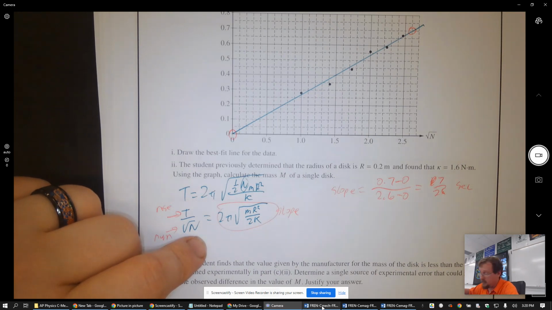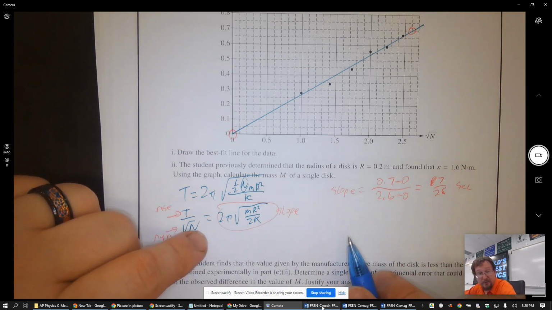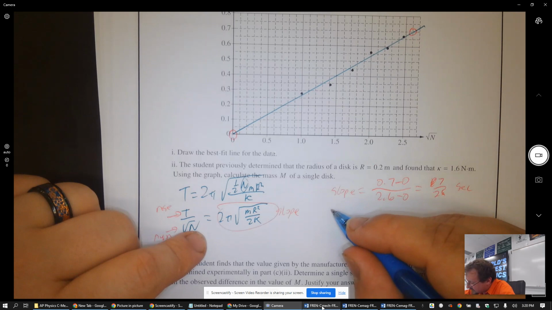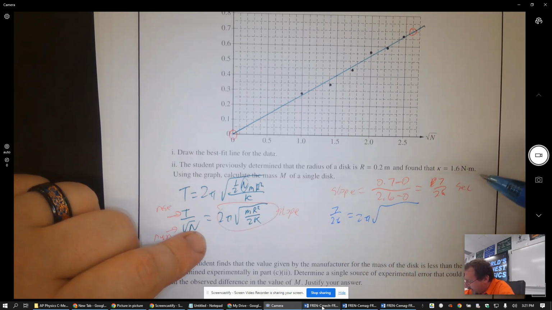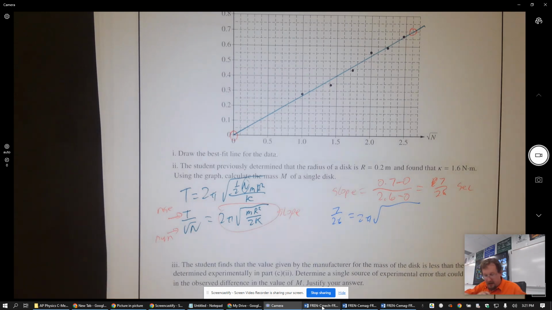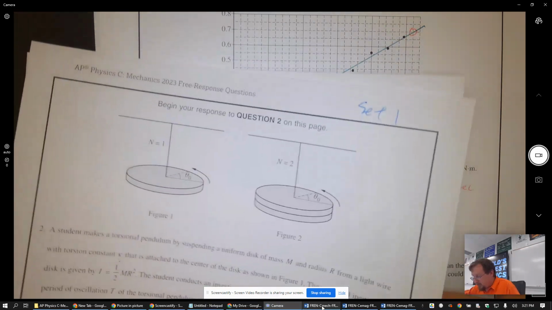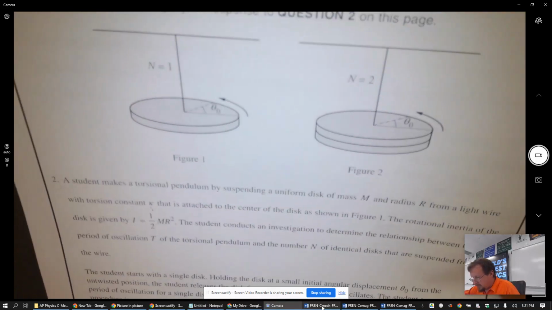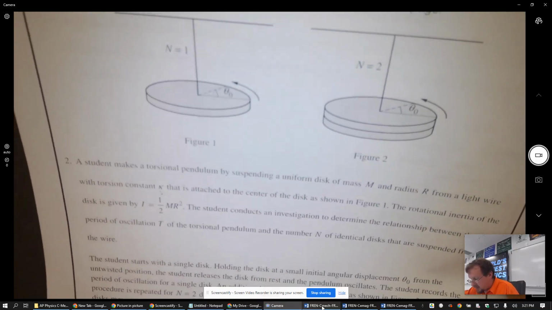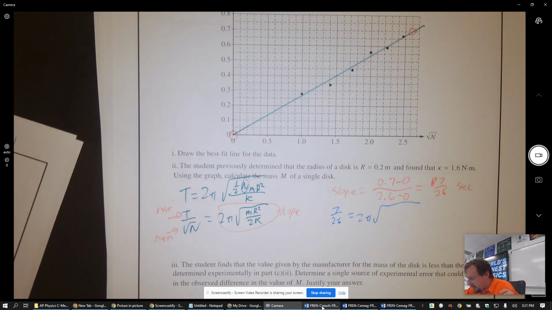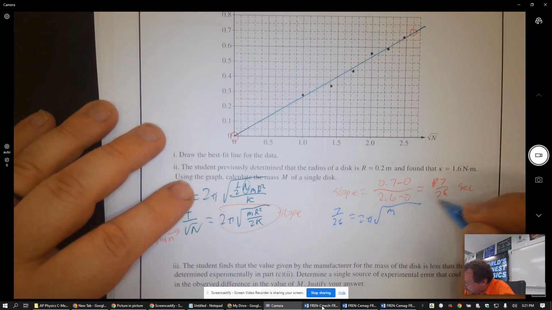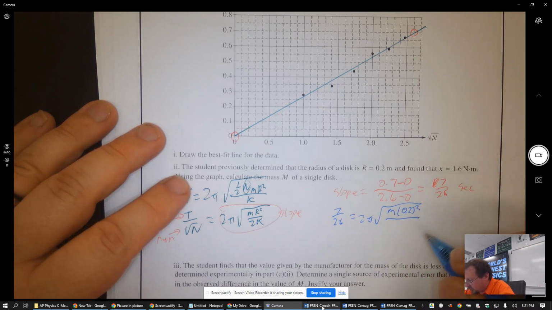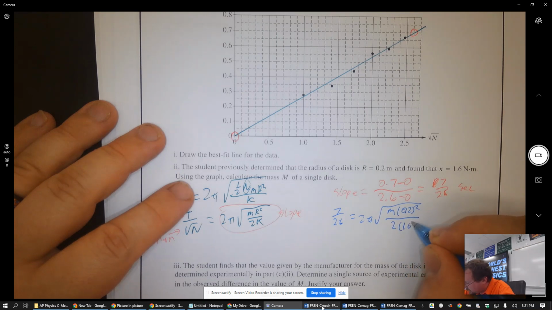I'm running out of brain, and I've got 3 more of these questions to do. Okay, so we're going to set whatever 7 over 26 is equal to 2 pi radical m. What's the m? Did they tell us the m? Oh, I'm supposed to be finding that out. Duh. Okay, let's see. The r is 0.2 squared all over 2, and the k constant is 1.6.